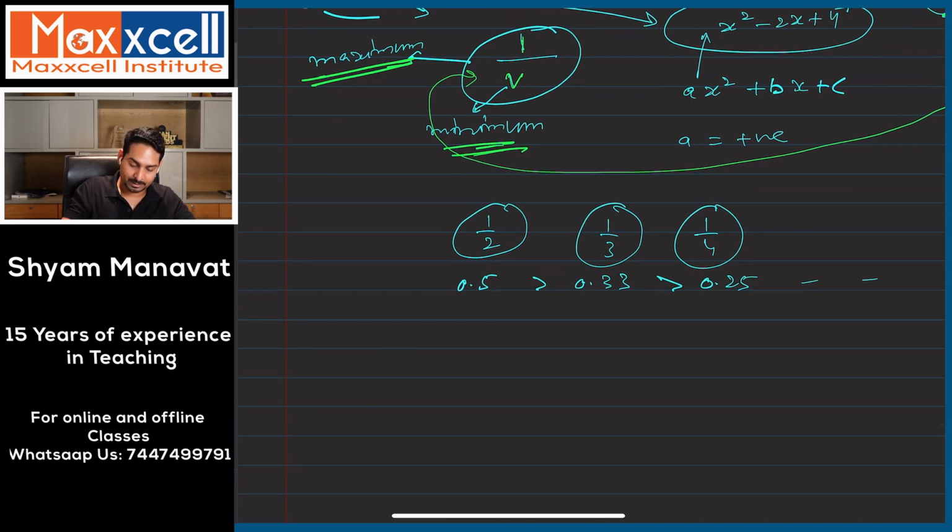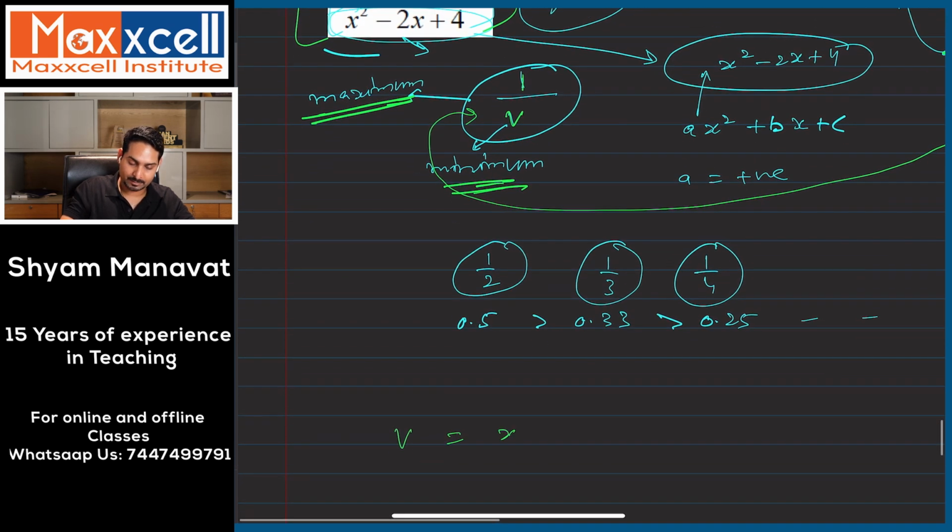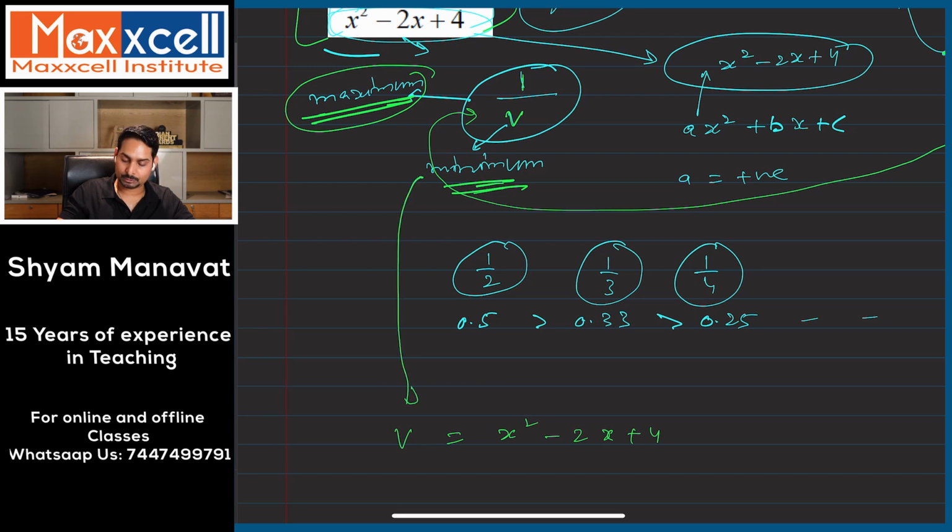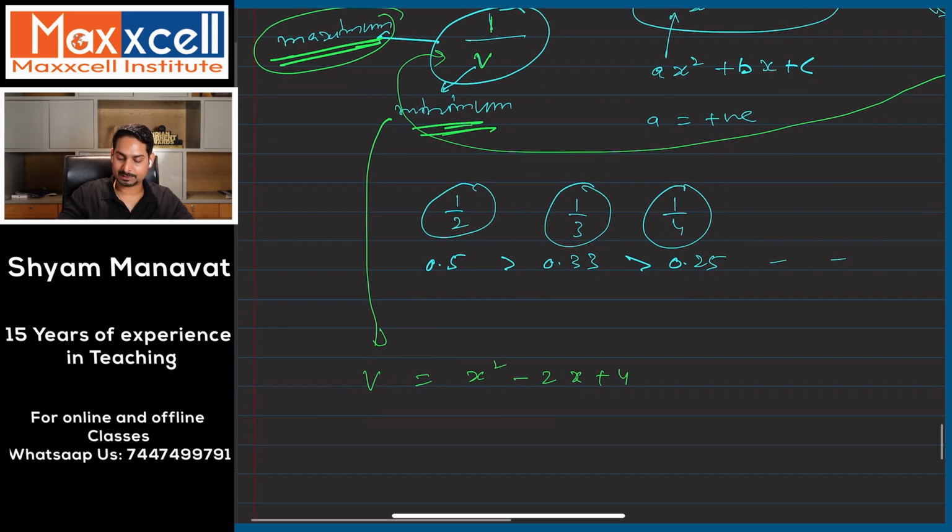Define the minimum for the denominator. Let's say you call it y or v, whatever you say. That is x square minus 2x plus 4. I took it separately. So to find the maximum value of the entire fraction, I'm focusing on finding the minimum value of the denominator. So basically, I'm finding the minimum value of this expression, the minimum value of this function.